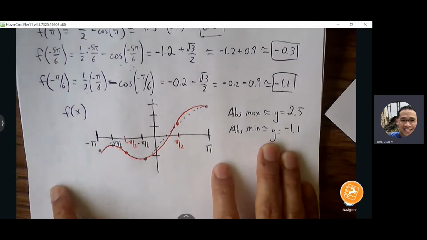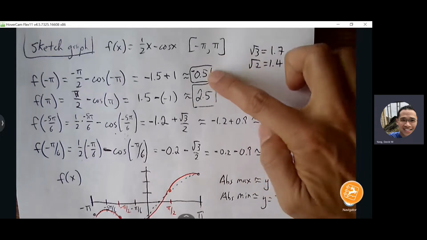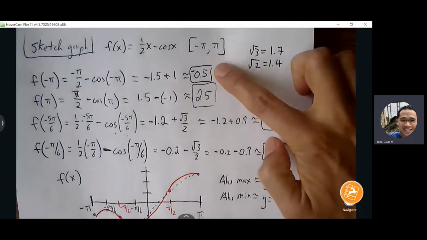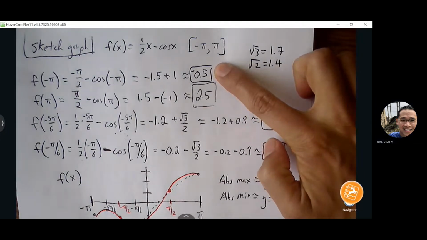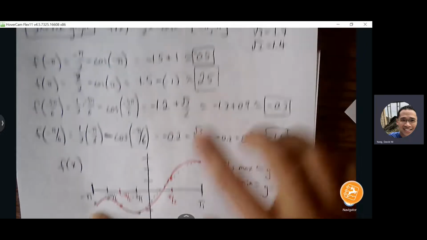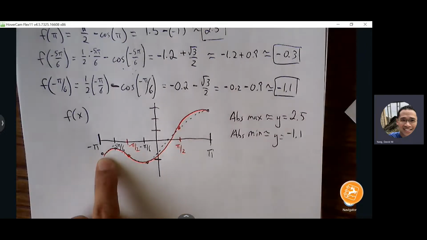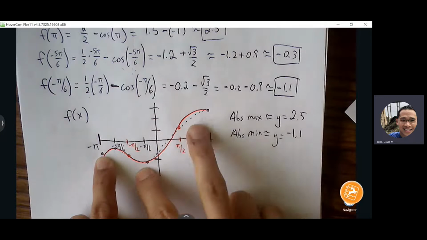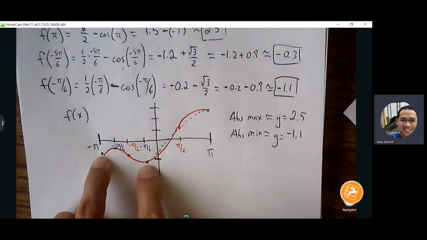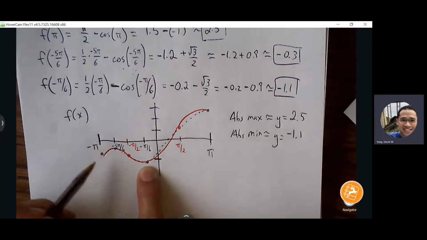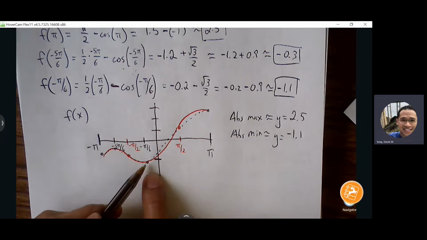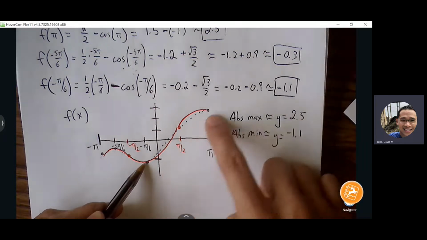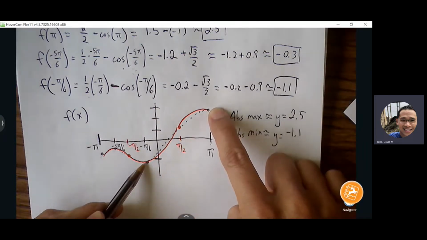Are you good with these ordered pairs here? Okay, so I have my endpoint with these. Here, this is around negative 0.5. This is around negative 0.3. This is around negative 1.1, and this is 2.5.